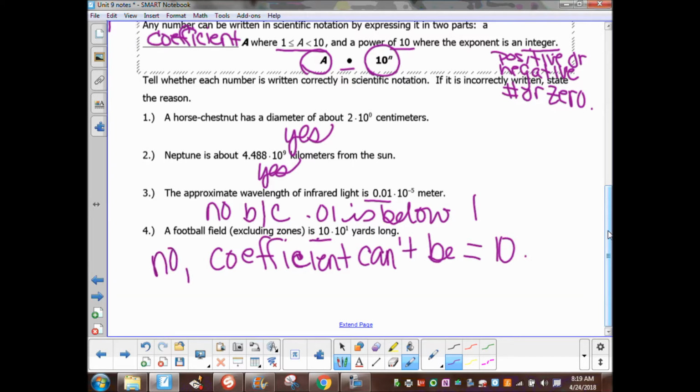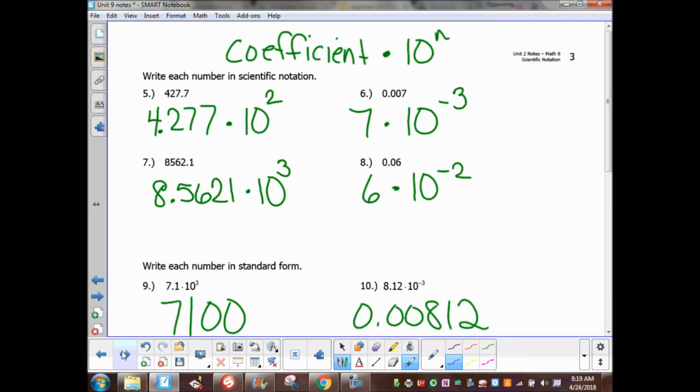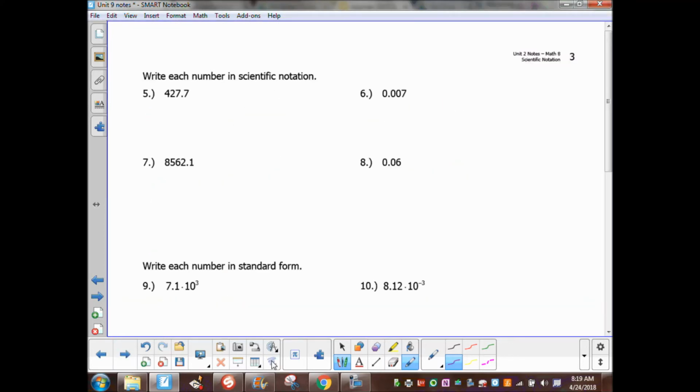Go ahead, flip the page when you're ready. Now I want to write each number in scientific notation. I want to take that shortcut. We're going to write these numbers that are in standard form and put them in scientific notation. This is where the calculator is going to come in, and you're going to start to see patterns happening. Hopefully you'll get the gist of what's going on.